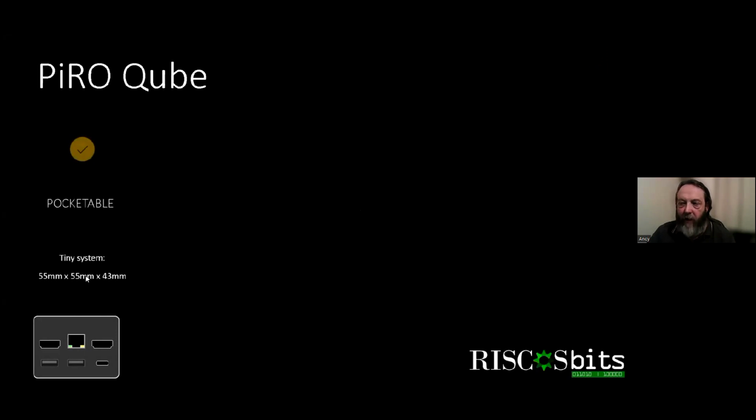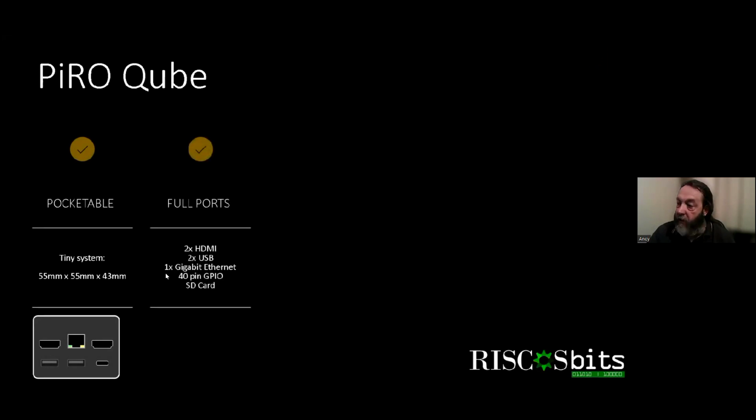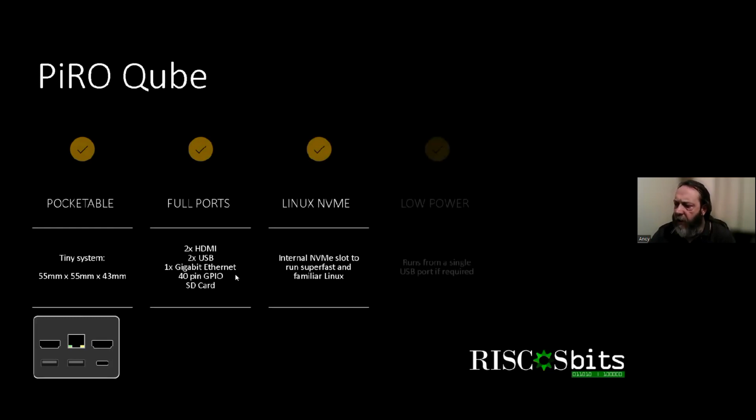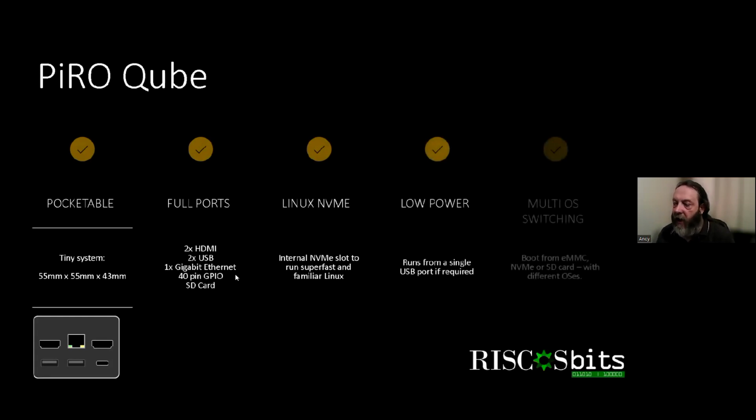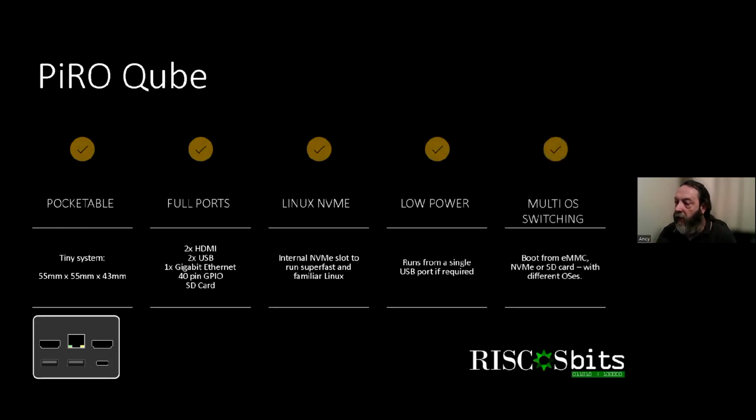It's 55mm by 55mm by 43mm, so slightly smaller than the Minim. I think it's got 2 HDMI ports, 2 USB, a gigabit Ethernet, and round the back is the GPIO, and you can use an SD card. And one of the things that this has kind of got going for it, if we can get it to work effectively, is you can run it from either the SD card or eMMC, or you can boot Linux from the NVMe drive by just flicking a switch.